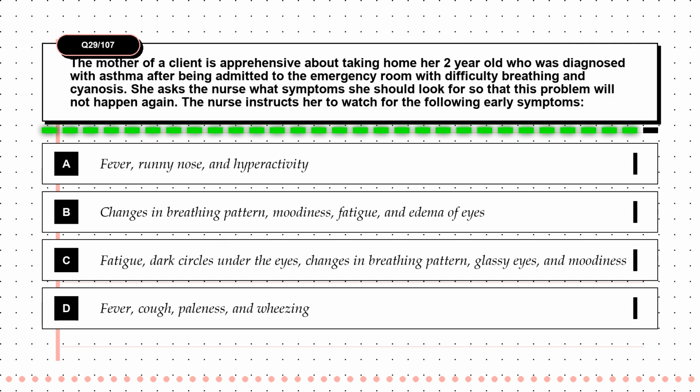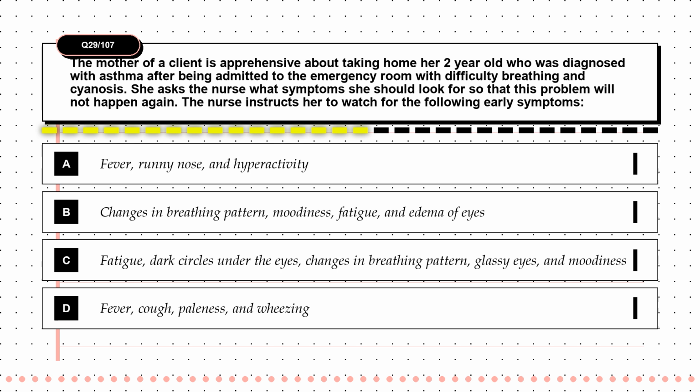Question 29. The mother of a client is apprehensive about taking home her 2-year-old who was diagnosed with asthma after being admitted to the emergency room with difficulty breathing and cyanosis. She asked the nurse what symptoms she should look for so that this problem will not happen again. The nurse instructs her to watch for the following early symptoms.